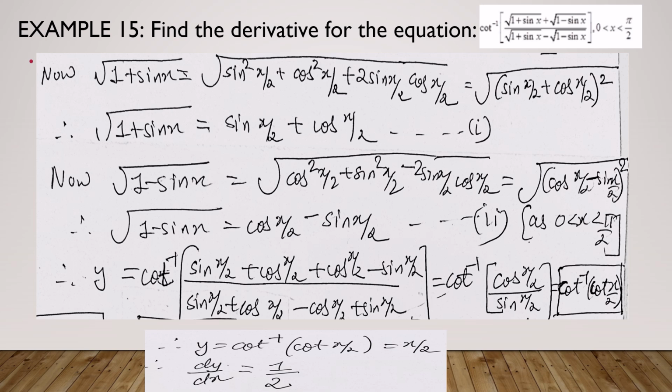So y will be cot inverse of (sin x by 2 plus cos x by 2 plus cos x by 2 minus sin x by 2) upon (sin x by 2 plus cos x by 2 minus cos x by 2 plus sin x by 2). On simplification, in short, you will get cot inverse of cos x by 2 upon sin x by 2, which is cot inverse of cot of x by 2. So now you can see how it is simplified. Cot inverse of cot will give you the same angle. So y is equal to cot inverse of cot of x by 2, which is nothing but x by 2. And simply the derivative of x by 2 is half.